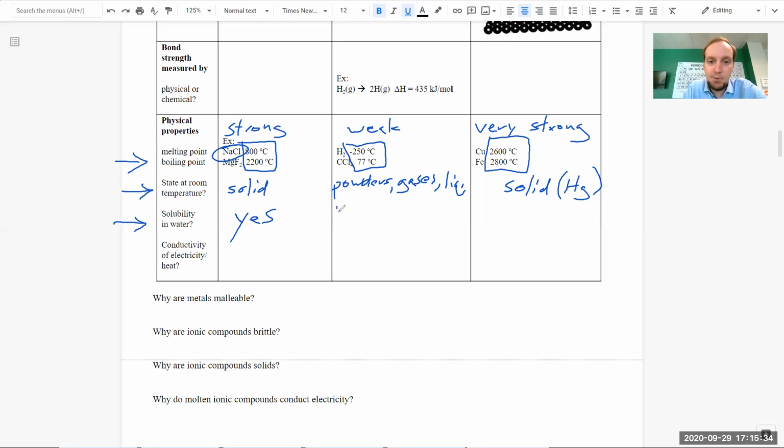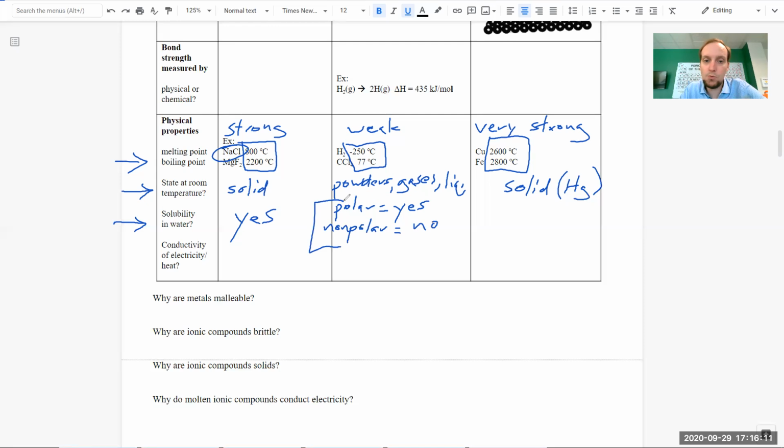Covalents, if it is polar, if it's a polar covalent, remember what that means is an unequal sharing of the electrons, then that is going to be a yes. They are going to dissolve in water. Okay, so polar covalents do dissolve in water, but non-polar, which is where you have an equal sharing of electrons, they do not dissolve in water. Okay, that's for your covalents.